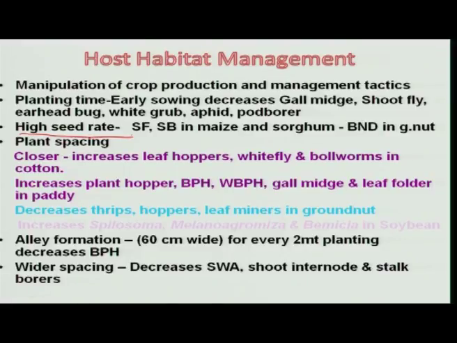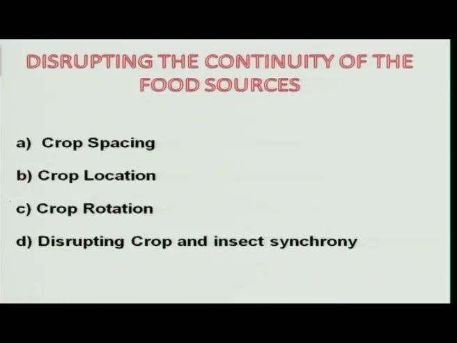Mere increasing the seed rate, say in crops where the seed is not a costly affair, by 10 to 15%, we can maintain the same yield level. The plant population will compensate for the yield losses due to the dead heart in case of sorghum. And some of the other things like plant spacing, crop location, crop rotation, or disrupting the crop and insect synchrony, they all concern disrupting the continuity of the food sources.